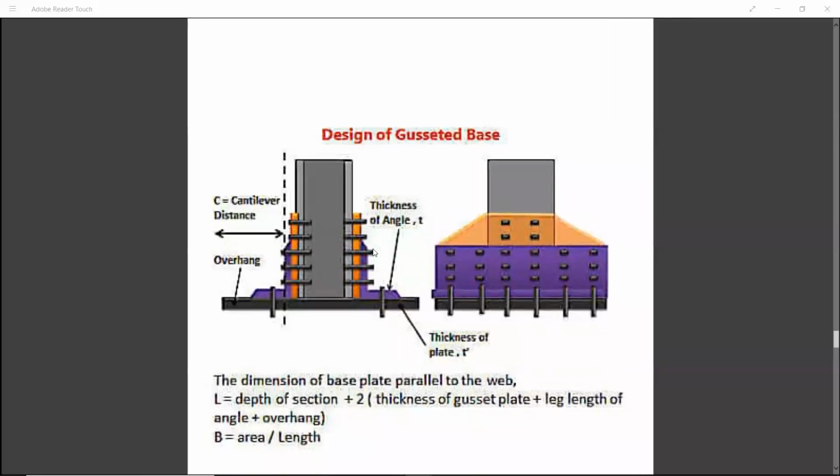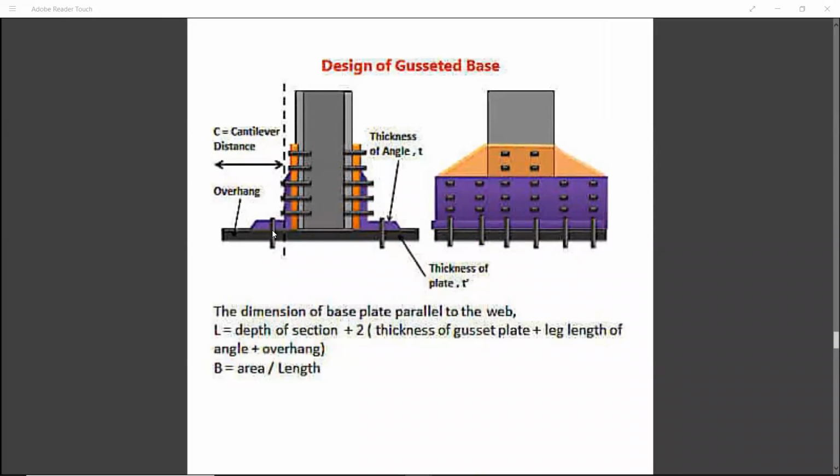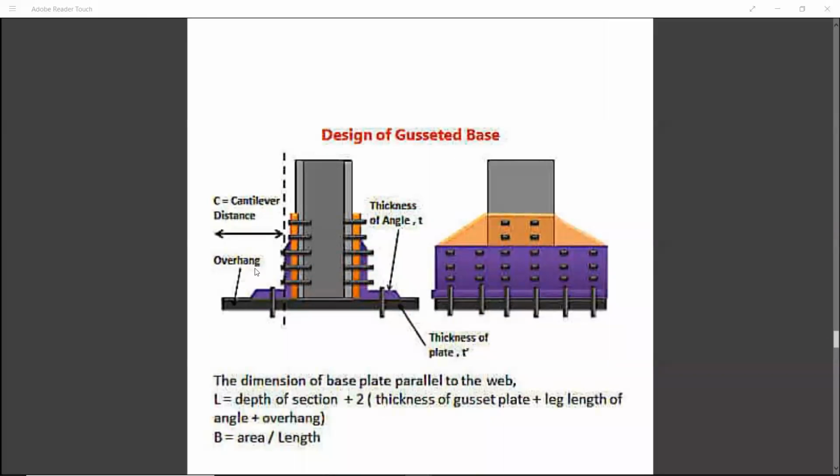Good morning, everyone. We are starting today the design of gusset bases. In the design of gusset bases, first you need to understand the parts, whatever parts you have.